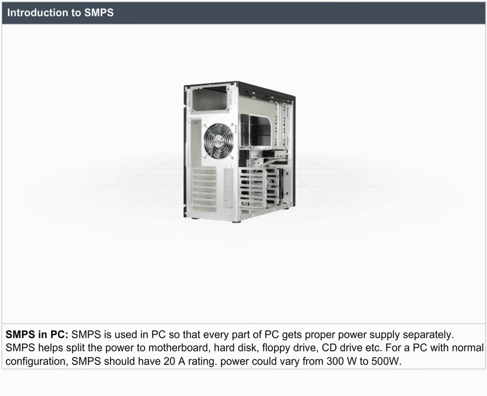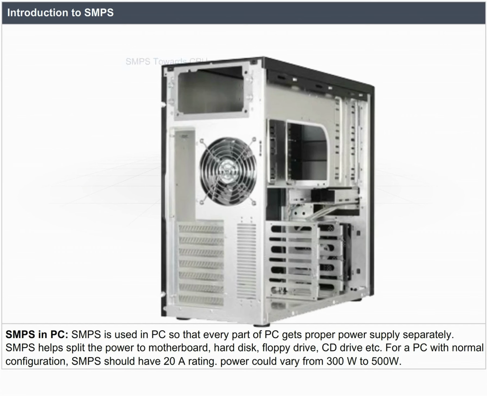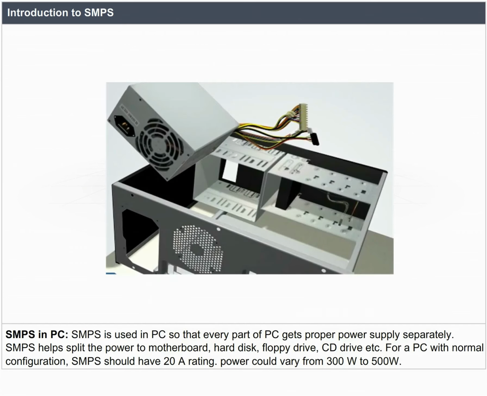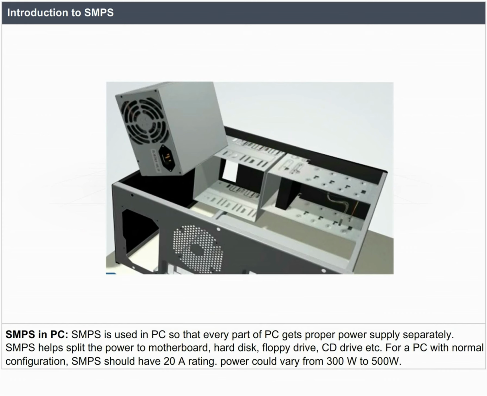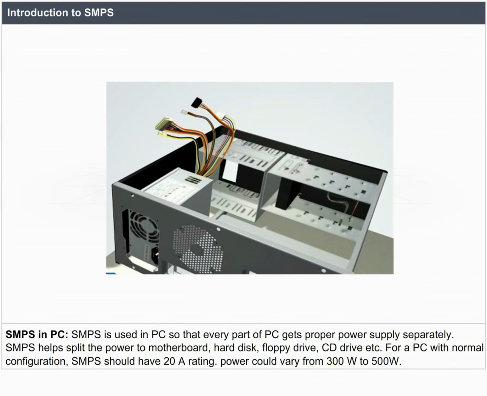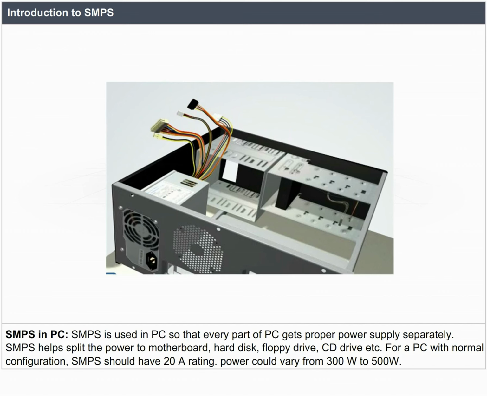ECPC in PC. ECPC is used in PC so that every part of PC gets proper power supply separately. ECPC helps split the power to motherboard, hard disk, floppy drive, CD drive, etc. For a PC with normal configuration, ECPC should have 20 amps rating. Power could vary from 300 watts to 500 watts.